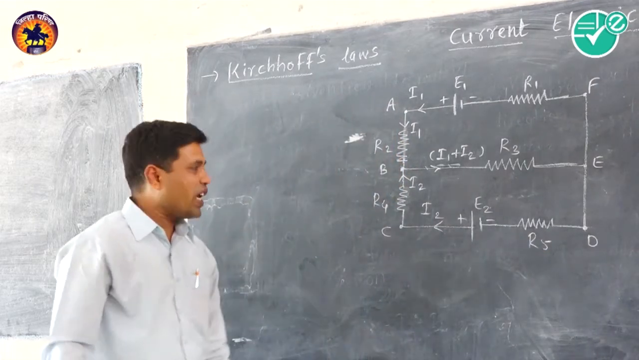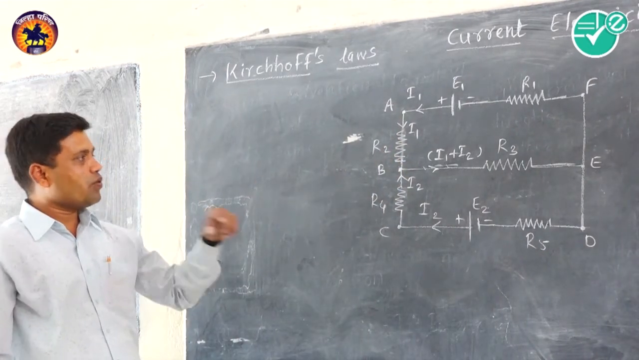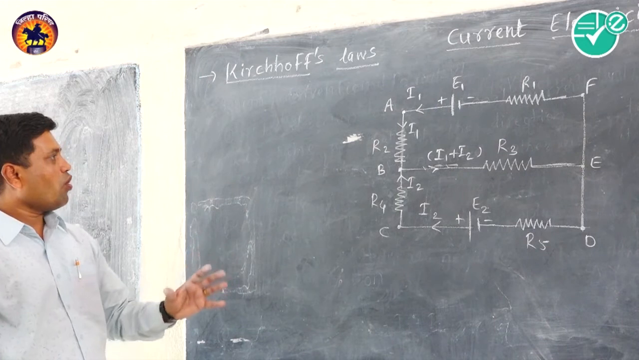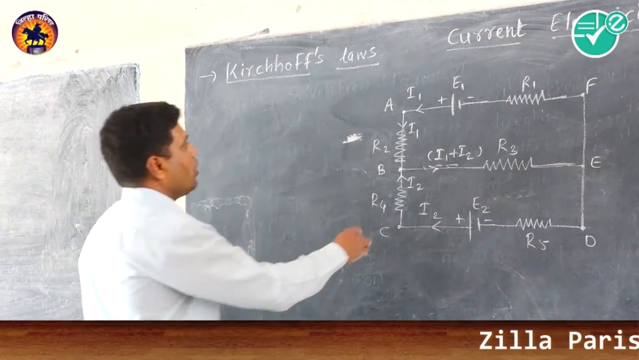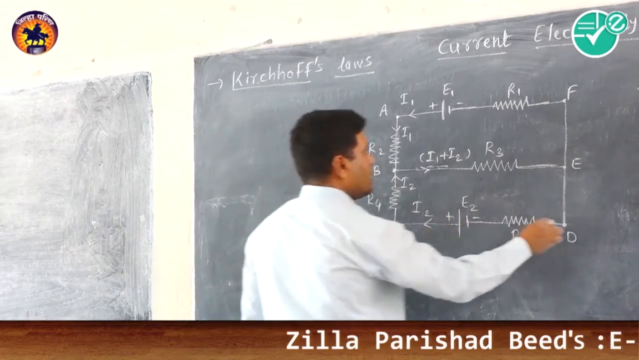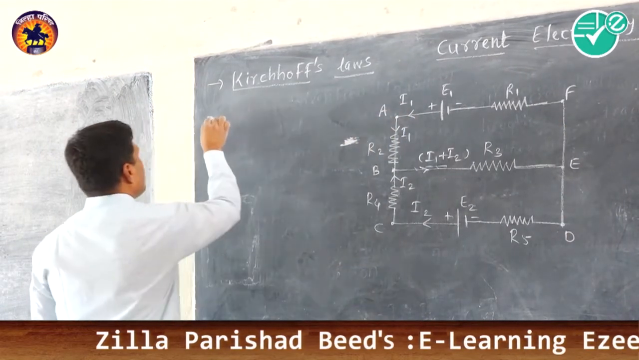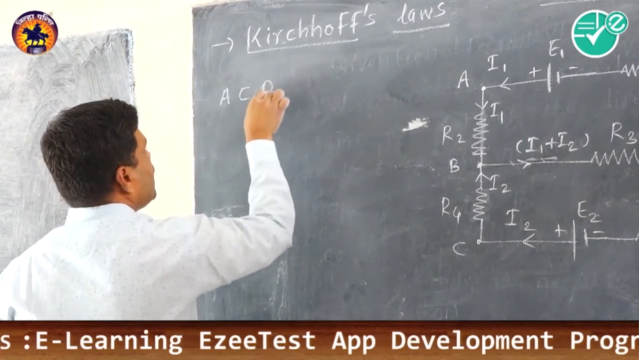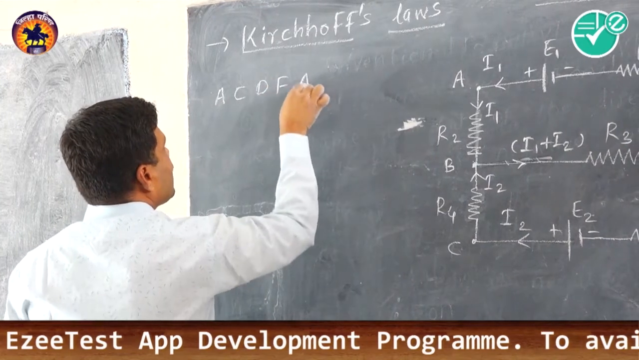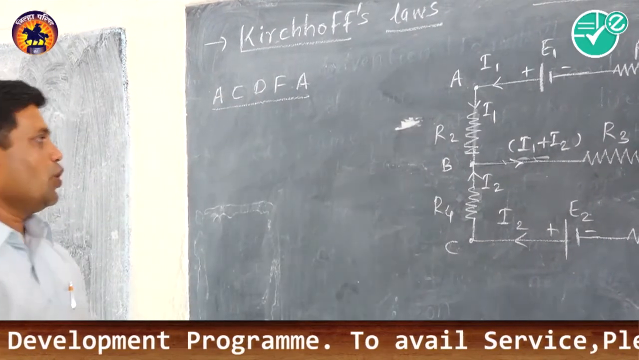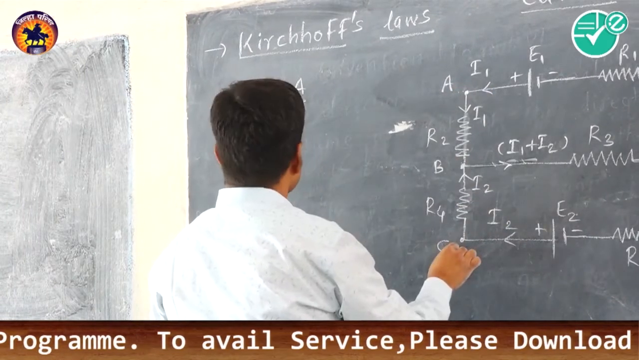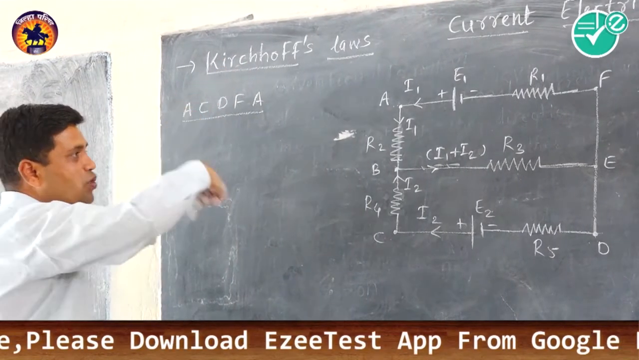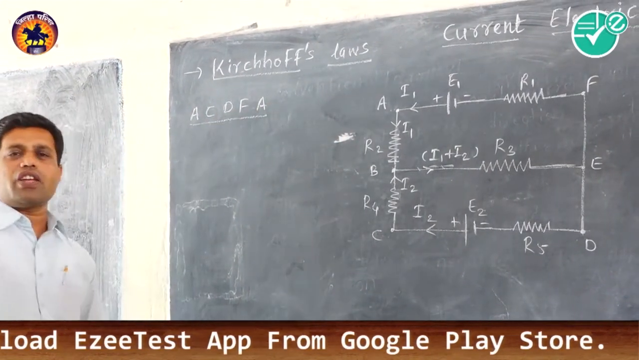To calculate such potential drops and to calculate the different values of current, that is I1 and I2, we use Kirchhoff's voltage law. First of all we apply Kirchhoff's voltage law to a loop. We take the first loop as A, C, D, F, A. Apply Kirchhoff's voltage law to this loop. You know we are moving A to C, C to D, D to F and F to A. Means our sense of tracing is in which direction?